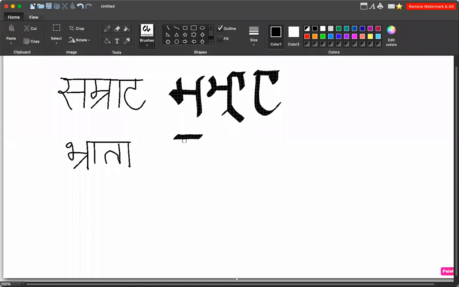So now, similarly, the way we've written before, here also, since it's a curve in the letter, we'll attach it at the bottom curve. So this will be bra and ta, Bhrat. So these are the words.